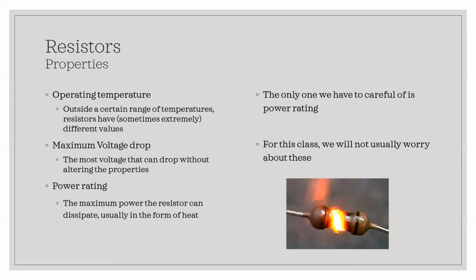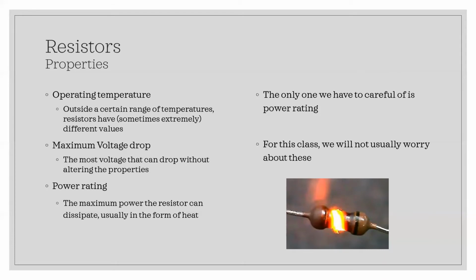Something that might be more relevant to the circuits that we're going to be building in class is the maximum voltage drop and the power rating. The maximum voltage drop is the most voltage that can be lost across the resistor before it starts to break. And this is related to the power rating of the resistor, which is the maximum power that can be dissipated by the resistor.